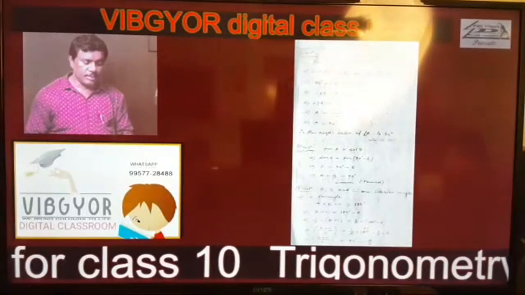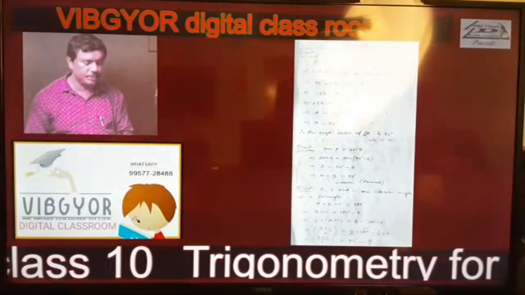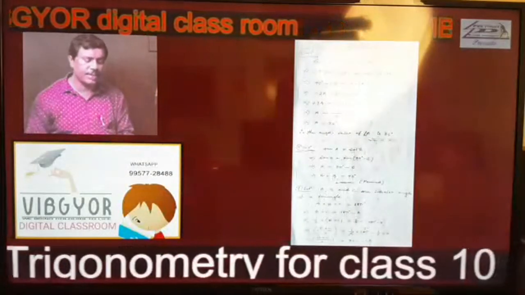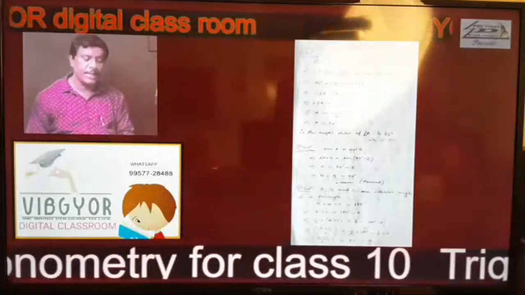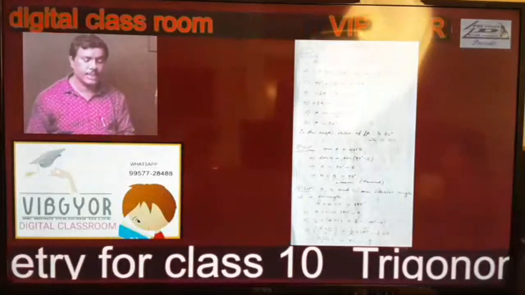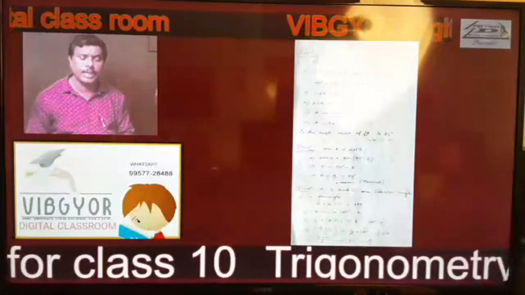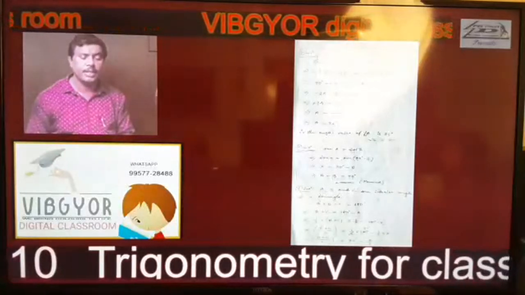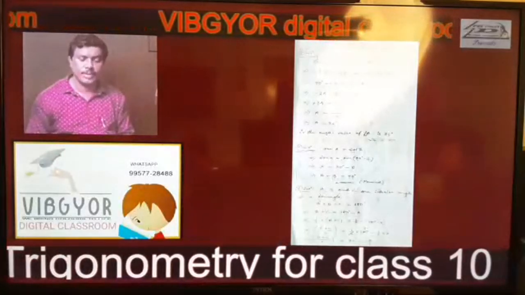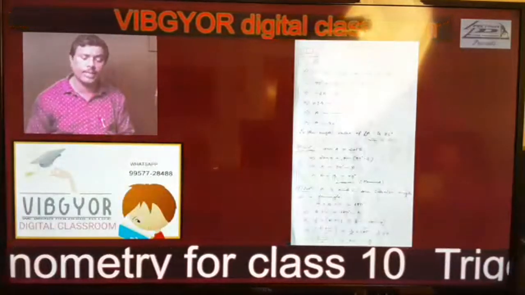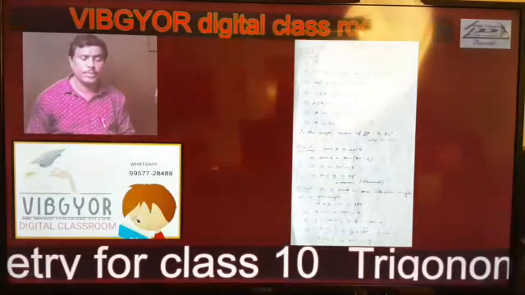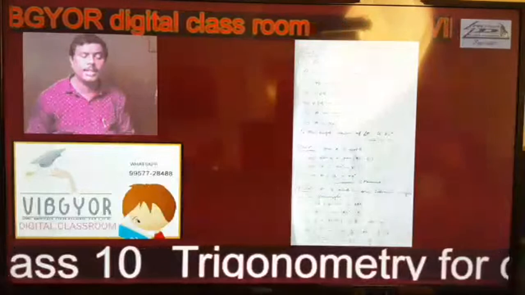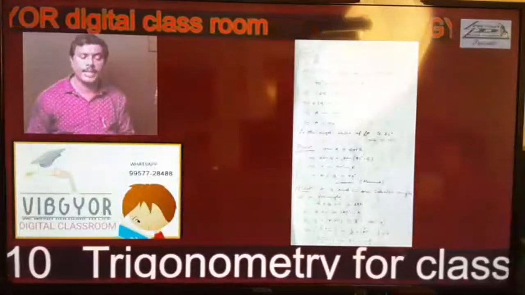Question number 3. In the question, it is given if tan 2a is equal to cot a minus 18 degree, where 2a is an acute angle, find the value of a. So in place of tan 2a, we are writing cot 90 degree minus 2a, and on the right hand side it is already there, cot a minus 18 degree. So we have to remove cot from both sides, then we will get 90 degree minus 2a is equal to a minus 18 degree.